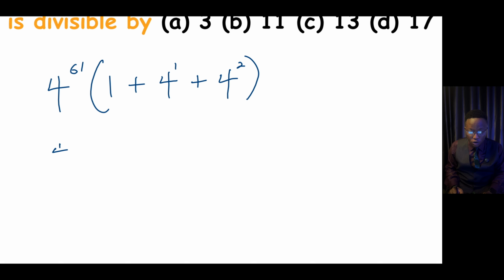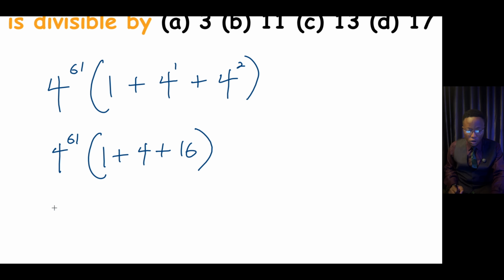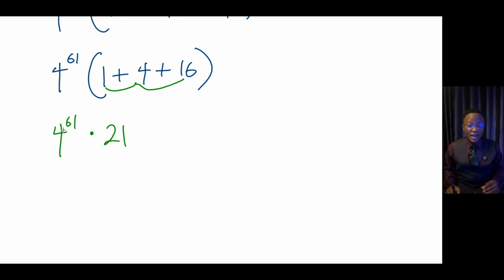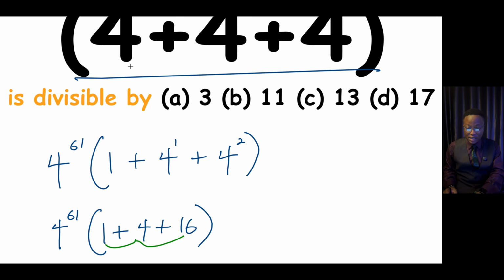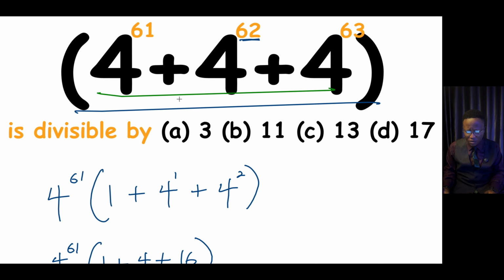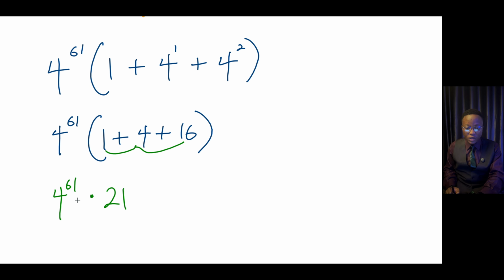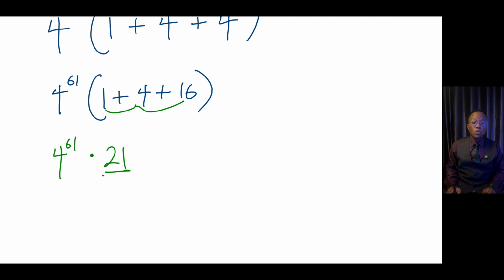So we have now 4 raised to the power 61 into 1 plus 4 raised to the power 1, which is 4, plus 16. Now we have 4 raised to the power 61 multiplied by 1 plus 4 plus 16, which is 21. So whatever all of this expression is, which we don't even care to know, it is divisible by 21.